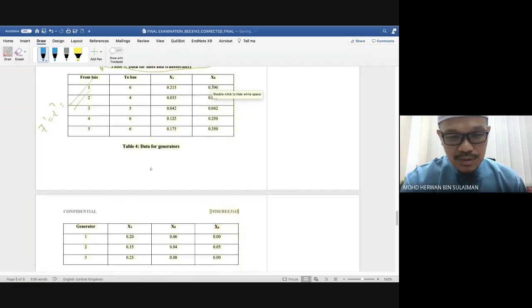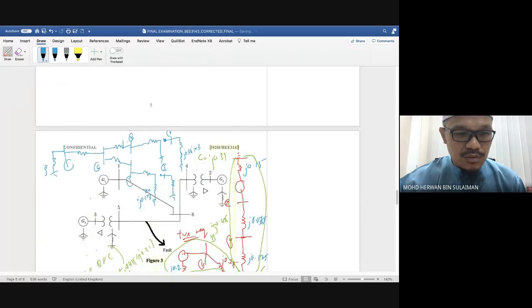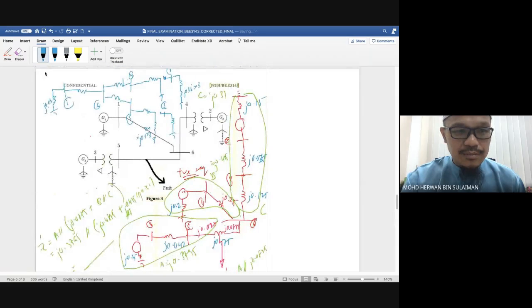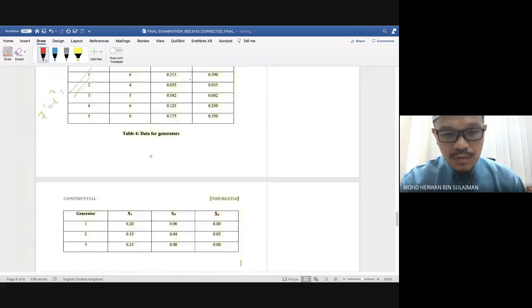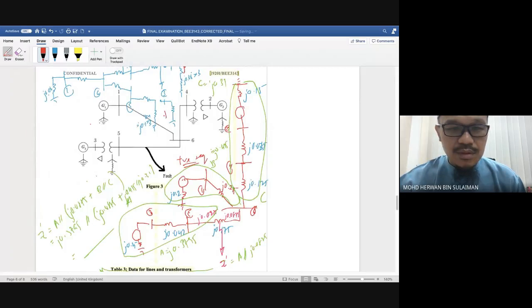And then generator 1 here is j0.06. Generator 2 is j0.04, and here it is j0.04. Generator 3 is 0.08, here j0.08.